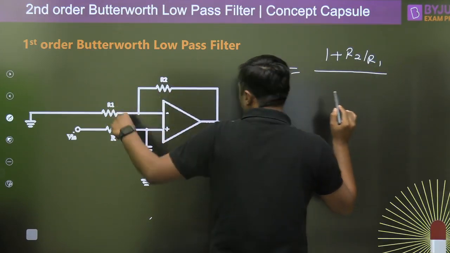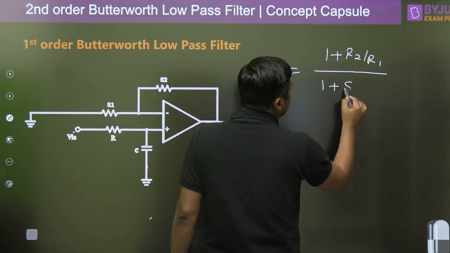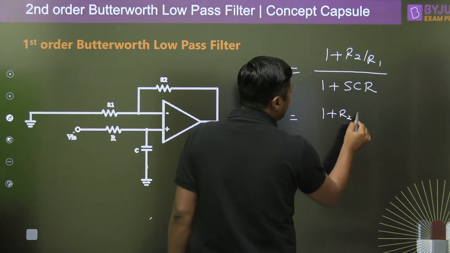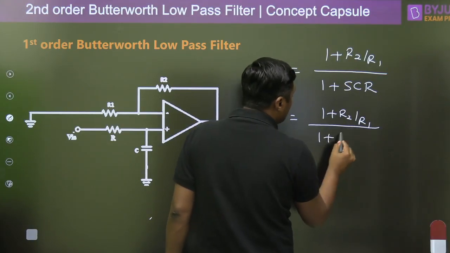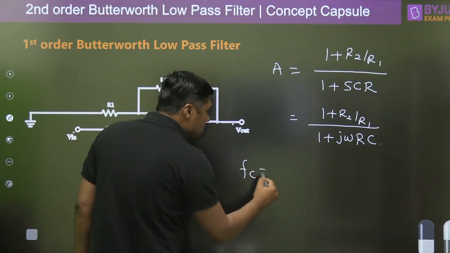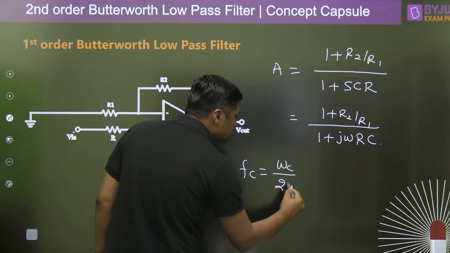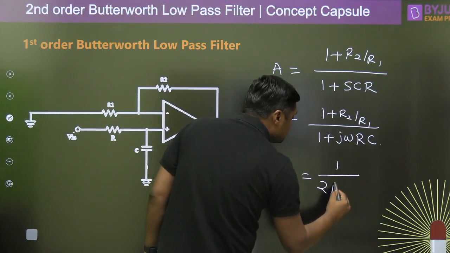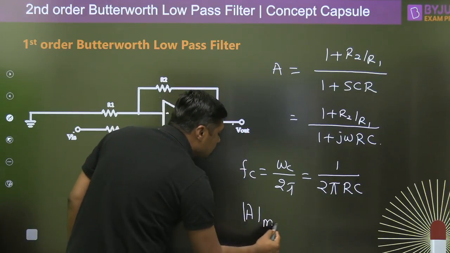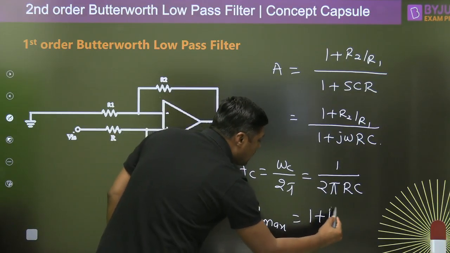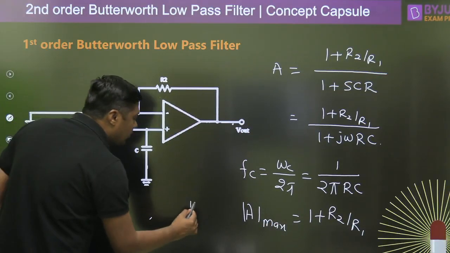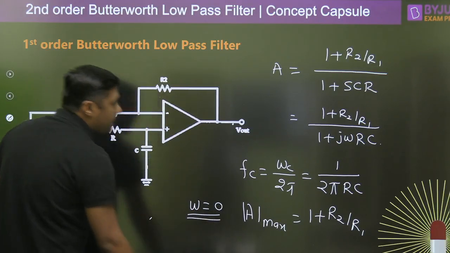This is the R2, that is the R1, upon 1 plus SCR. Right? And that is 1 plus R2 by R1 upon 1 plus j omega RC. Now, the cutoff frequency will remain same, 1 by 2 pi RC. What is the difference here? Only the maximum gain. What is the maximum gain here? 1 plus R2 by R1. Again it is a first order, but maximum gain will occur at omega equal to 0.